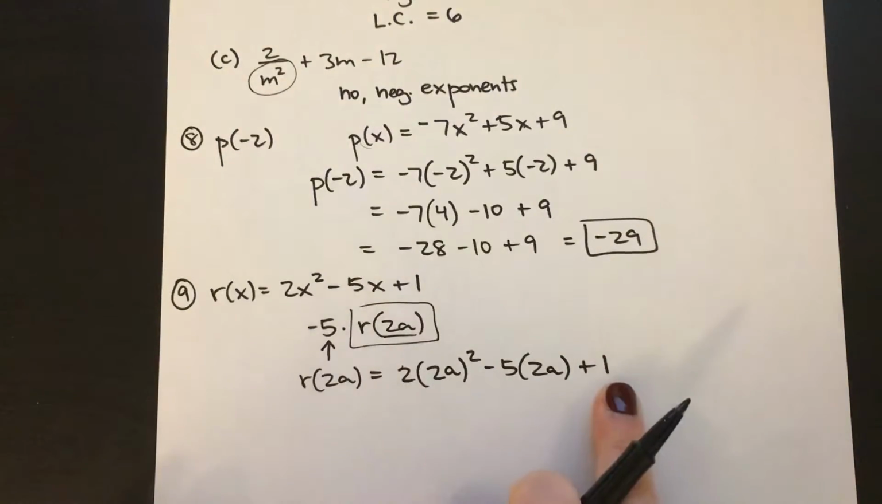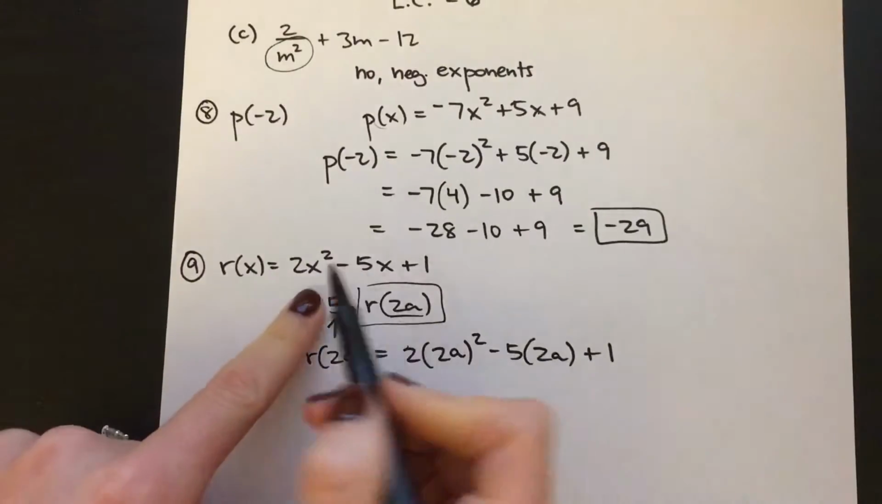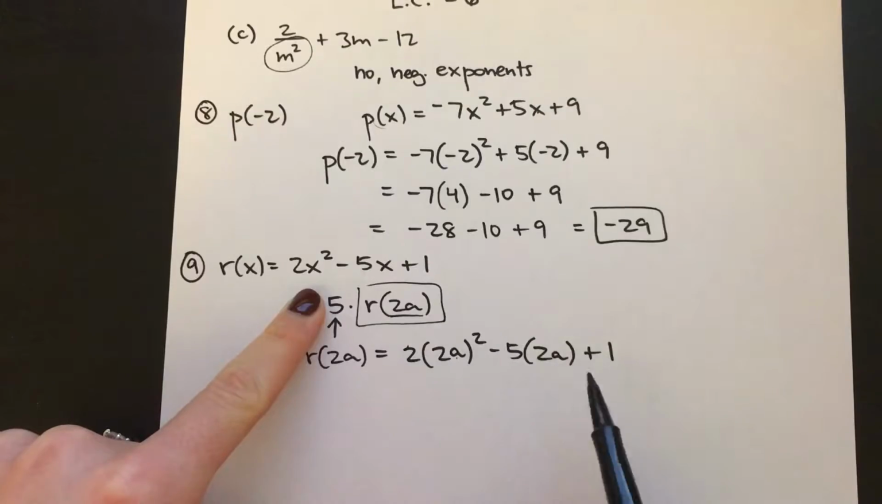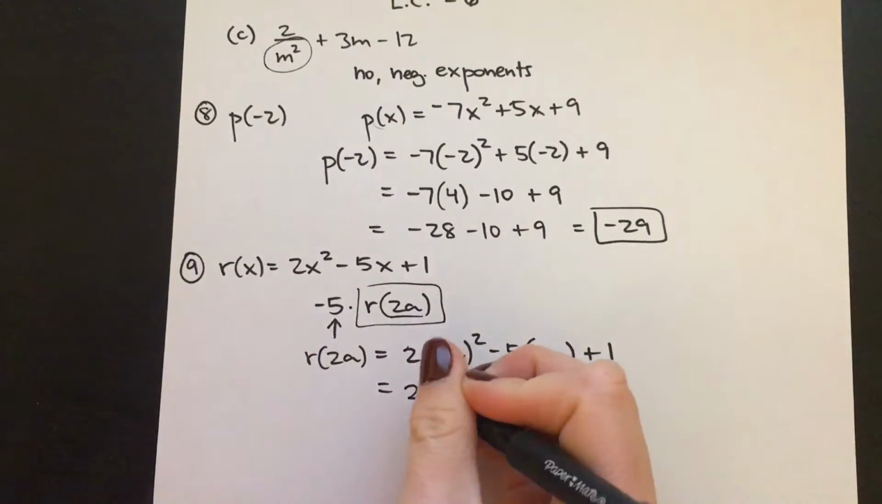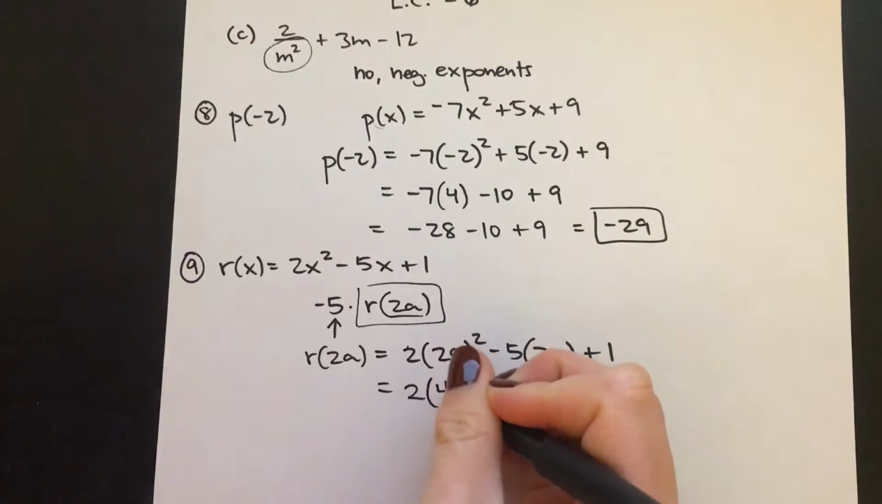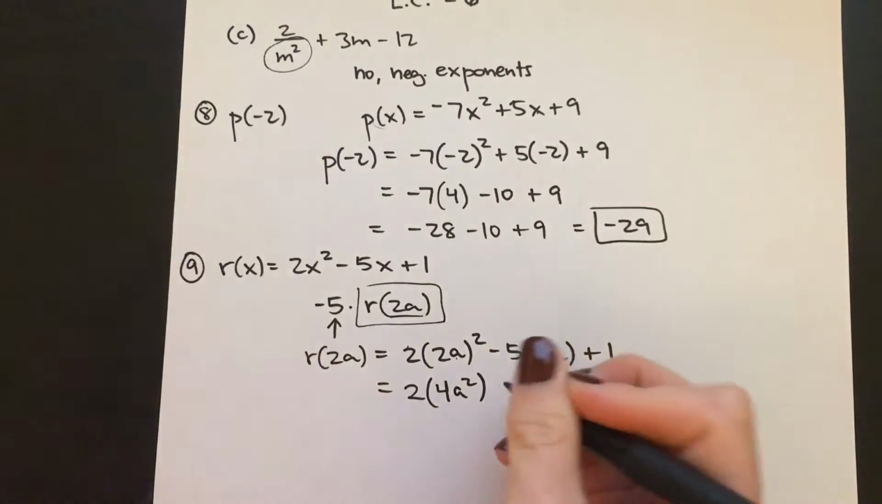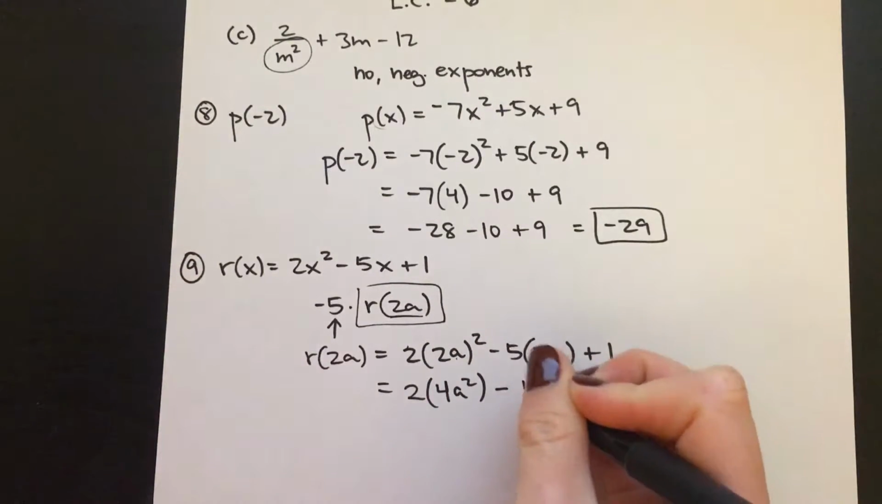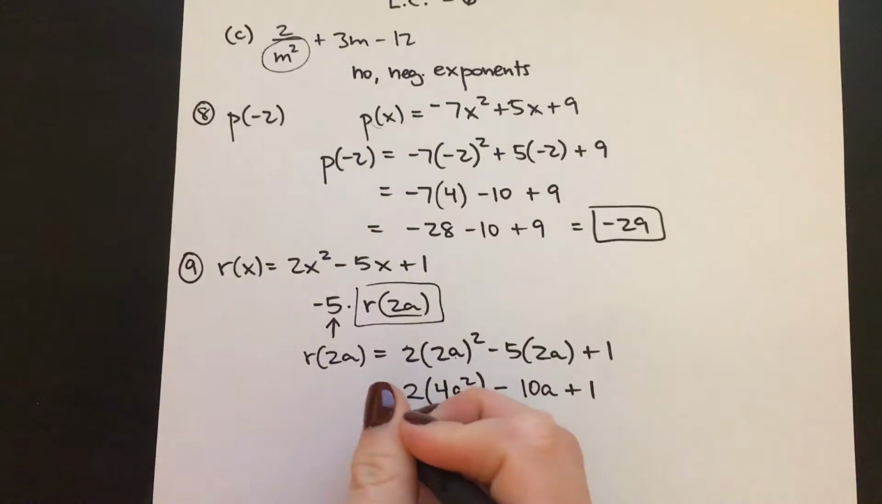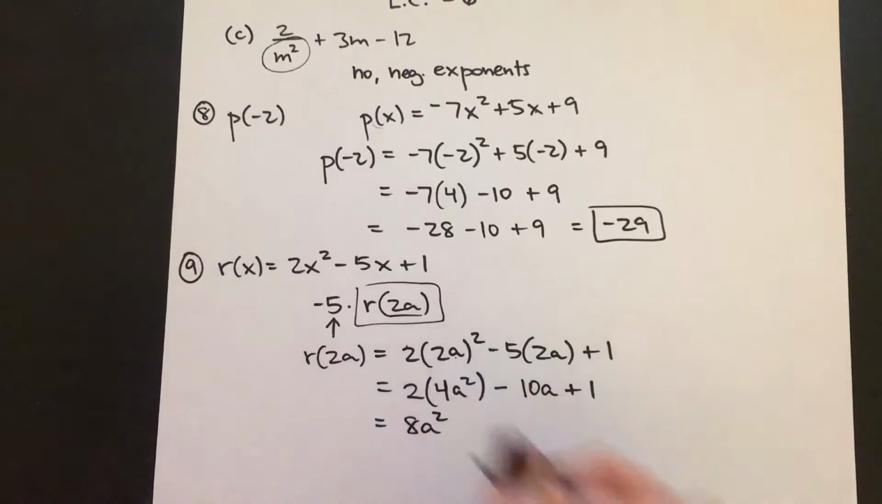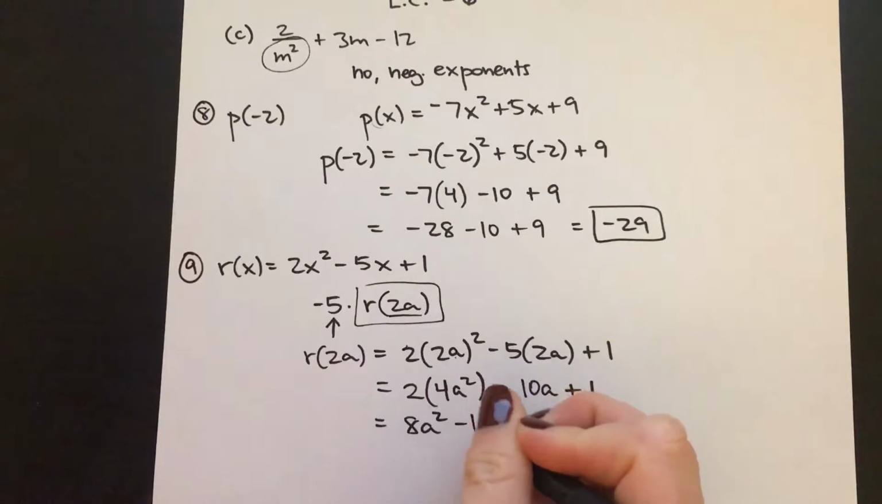So notice this is just exactly what I have right here, except every x that I have got replaced with a 2a, and then I'm going to simplify it up. So the 2 stays right here. If I square 2a, that's like 2a times 2a, which would be 4a squared. Multiply that -5 times 2a, and then I have a 1 on the outside. And all I have to change there is just multiplying that by 2.